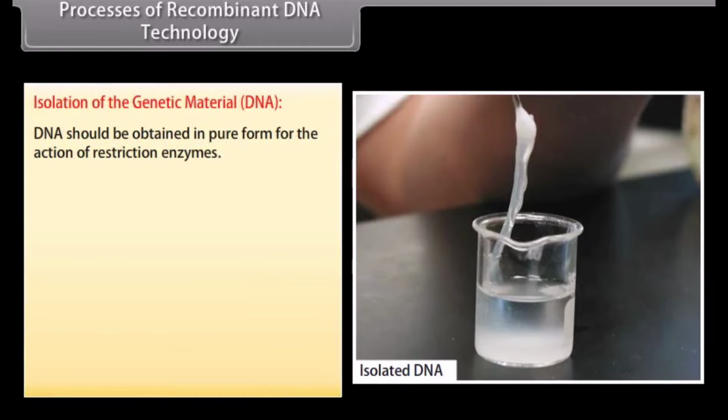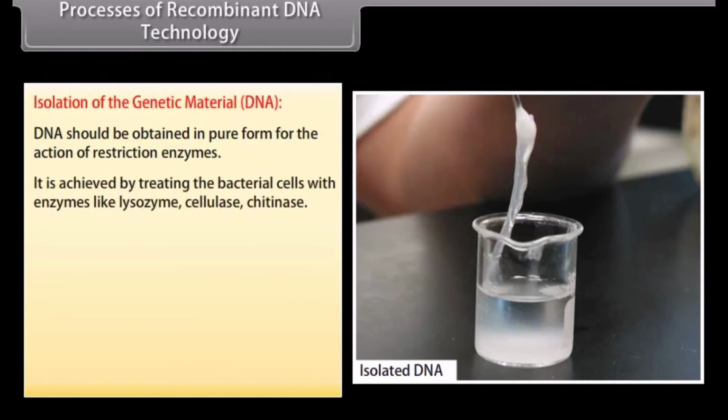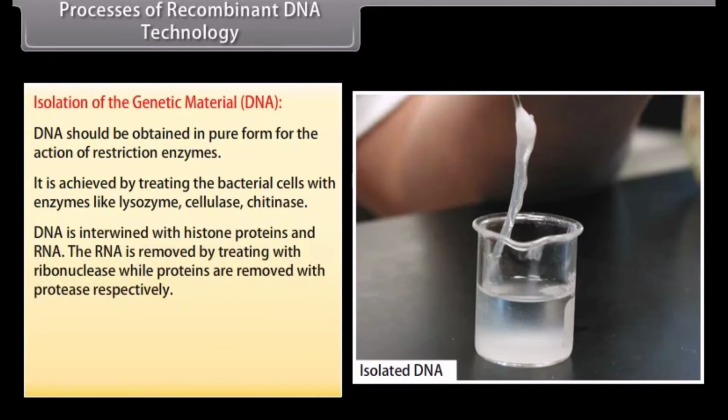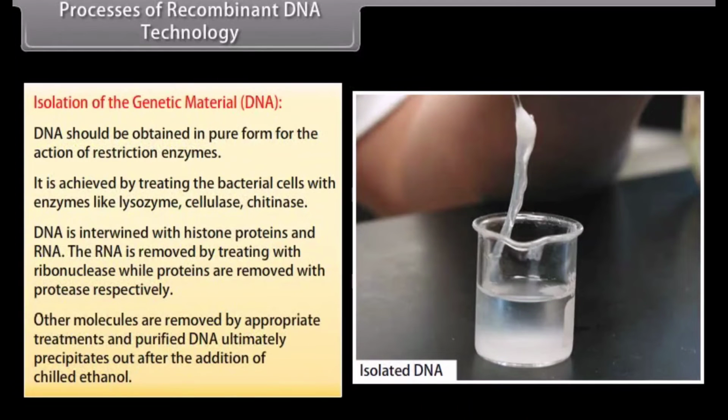Isolation of the genetic material, DNA. DNA should be obtained in pure form, free of the action of restriction enzymes. It is achieved by treating the bacterial cells with enzymes like lysozyme, cellulase, and chitinase. DNA is intertwined with histone proteins and RNA. The RNA is removed by treating with ribonuclease, while proteins are removed with protease, respectively. Other molecules are removed by appropriate treatments, and purified DNA ultimately precipitates out after the addition of chilled ethanol.